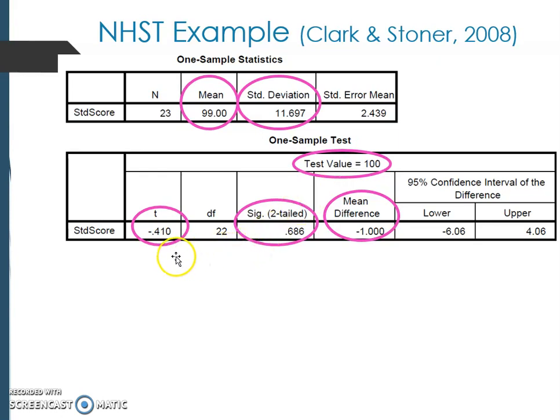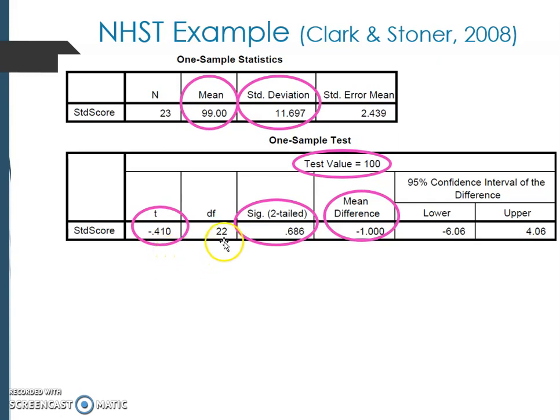Then down below, we can see what the value of t was. As they presented it in their paper, we can verify that it was negative 0.410. Now that could be expressed as a positive number. It really doesn't matter, because you're subtracting, and it just so happened that the mean for the Braille reading students was less than the normative mean, so 99 minus 100 gives us a negative number, so that's why t is negative there.